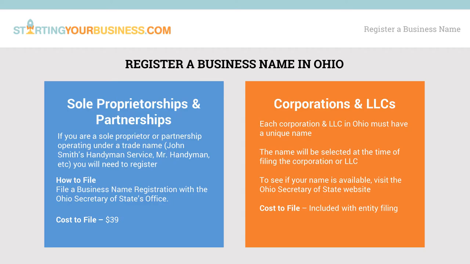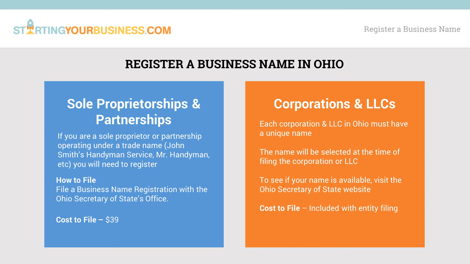For sole proprietorships or partnerships, there are two options. One is to operate under the owner's full first and last name, like John Smith. This type of name does not need to be registered. Most businesses will, however, want to operate under a trade name like John Smith's Handyman Service, Mr. Handyman, and so on. The term trade name is sometimes referred to as fictitious business name, doing business as, DBA, or assumed name. Applying for this type of name allows your business to legally operate and transact business with a name other than your personal name.